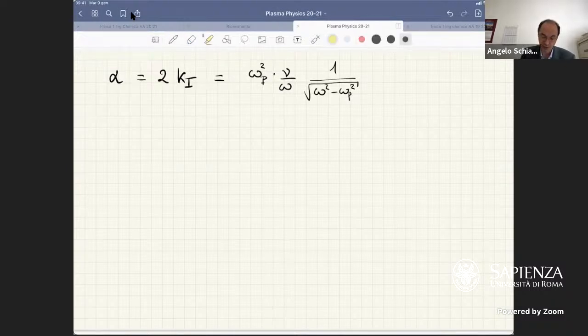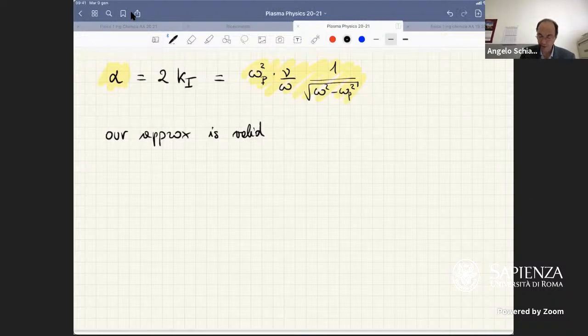So this deserves a highlight. When our derivation is actually holding, what we have to pay attention to is that our approximation, so the derivation of this attenuation coefficient, is valid if electrons are Maxwellian.